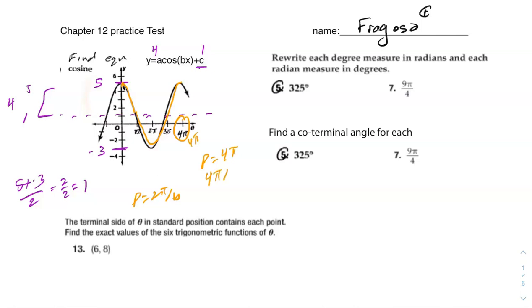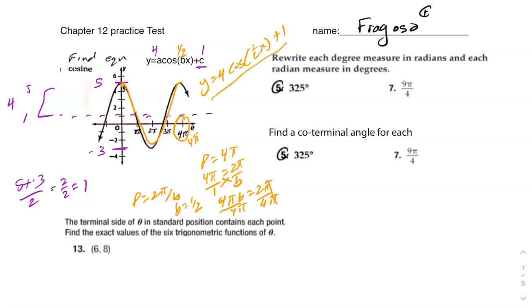So 4 pi equals 2 pi over B. Cross multiply. 4 pi B equals 2 pi, divided by 4 pi, and I get B equals 1/2. So there's my answer. Y equals 4 cosine of 1/2 x plus 1. If this cosine was upside down, it would be a -4. And that's all the same.